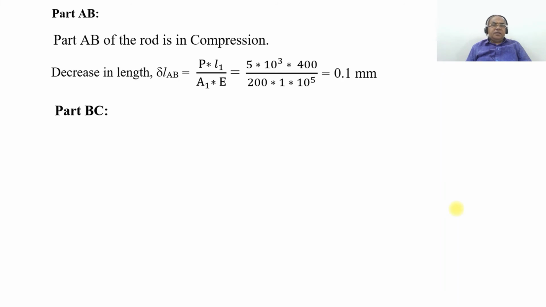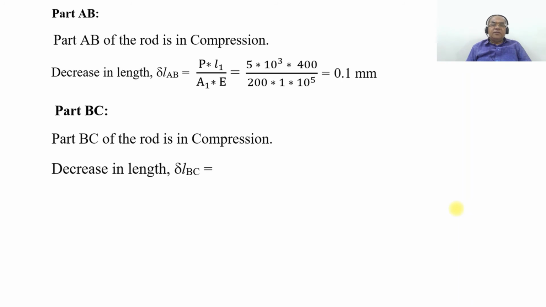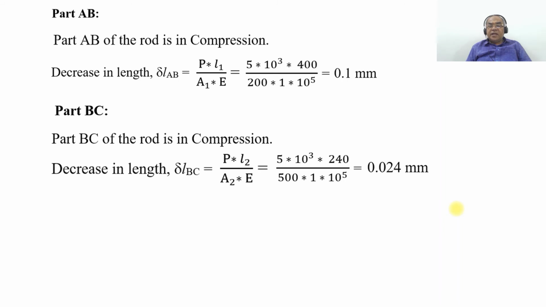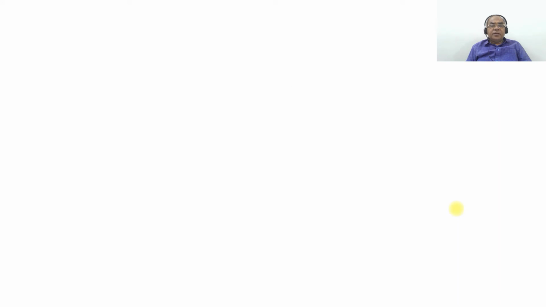Similarly for part BC, the part BC of the rod is in compression. So for the decrease in length delta L BC, we again apply P into L2 by A2 into E. Substituting the values of P, L2, A2 and E, that is 5 into 10 to the power of 3 into 200 divided by 500 into 1 into 10 to the power of 5. On simplification, you get 0.024 mm.